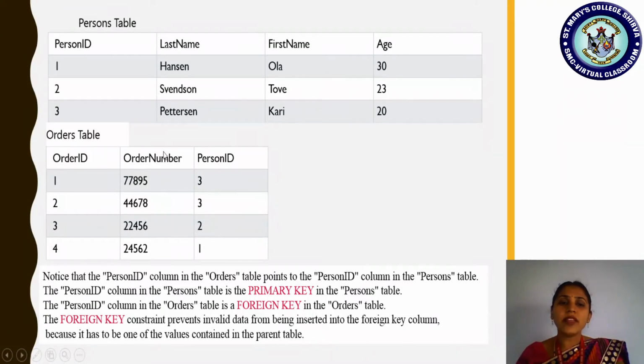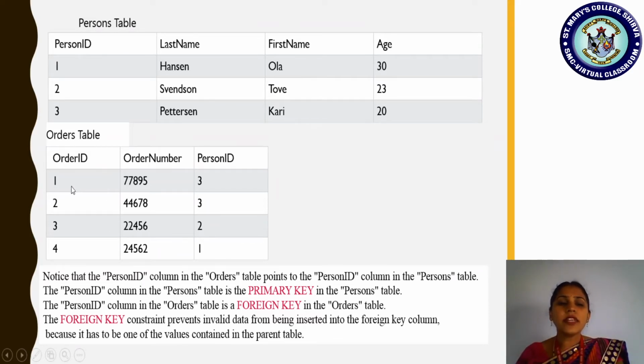So we are giving the relation between these two tables with the help of the foreign key constraint, that is person ID. What is a foreign key? A foreign key is a key which is actually a primary key of another table. Are you all understanding? So person ID is the primary key of which table? Person table. Okay, fine.